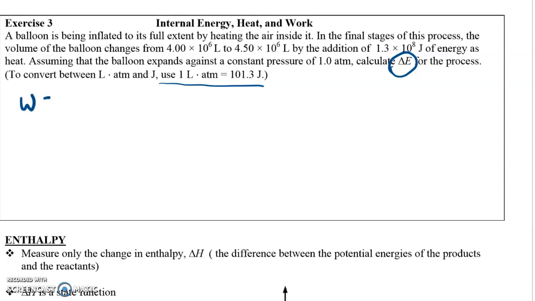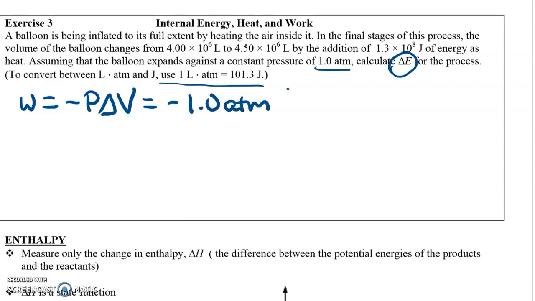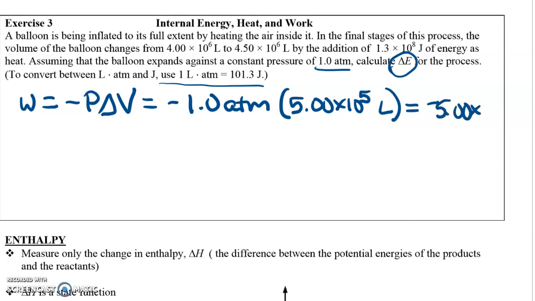So using the same equation that we used in exercise 2, we have negative pressure times the change in volume. So that's going to be 1 atmosphere, because it says that we are at 1 atmosphere. So -1 times our change in volume. If you subtract those, you end up getting 5 times 10 to the 5th liters as your change in volume. And that's going to give you -5 times 10 to the 5th liter atmospheres.